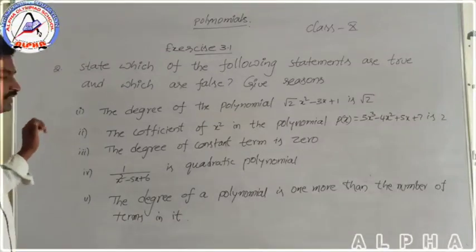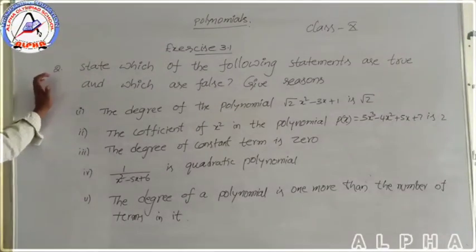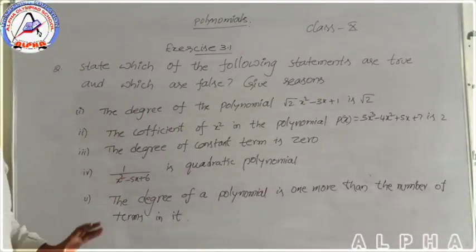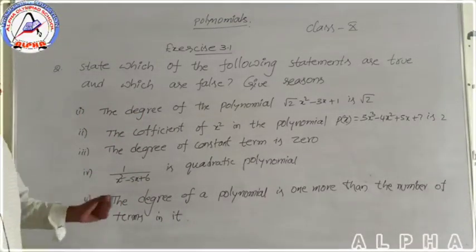And second question: state which of the following statements are true and which are false. Give reasons. There are 5 statements given. We have to say which are false and which are true and give the result.